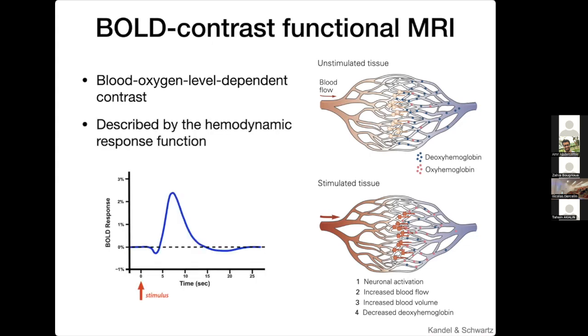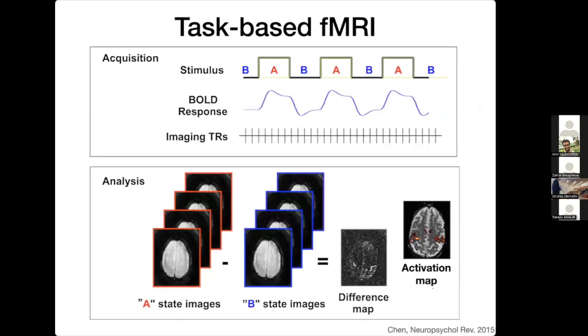The signal you record is something that looks like that. It's described by this function, the hemodynamic response function. If you imagine a kind of peak stimulus, the signal has a delay and lasts several seconds. So everything you record will kind of be convolved by this function. Of course, this technique, as you can imagine, has some limits, I'm warning you in advance.